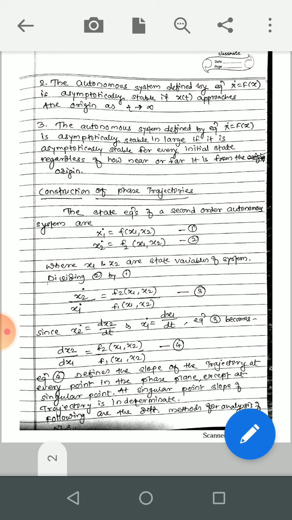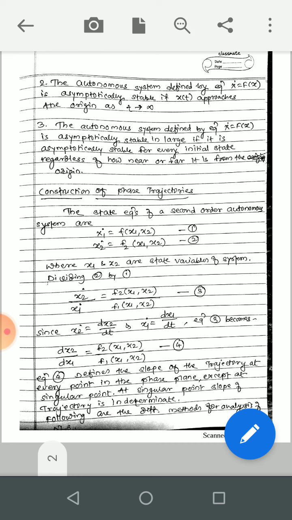Now dividing equation 2 by 1, we get x2 dot by x1 dot equal to f2 of x1 x2 divided by f1 of x1 x2. So this is the third equation. Since we know that x2 dot means dx2 by dt and x1 dot means dx1 by dt, equation 3 becomes dx2 by dx1 equal to f2 of x1 x2 divided by f1 of x1 x2. Let it be equation 4.